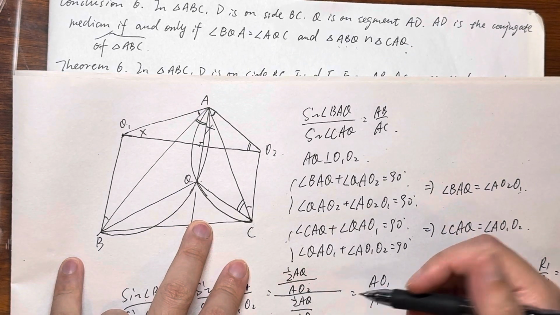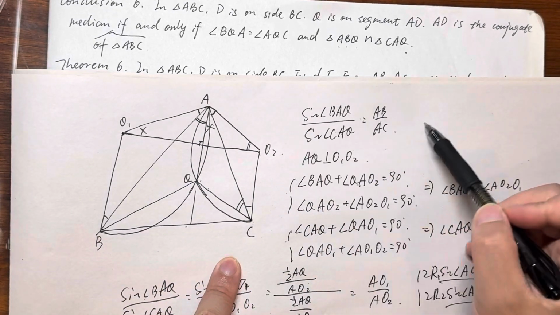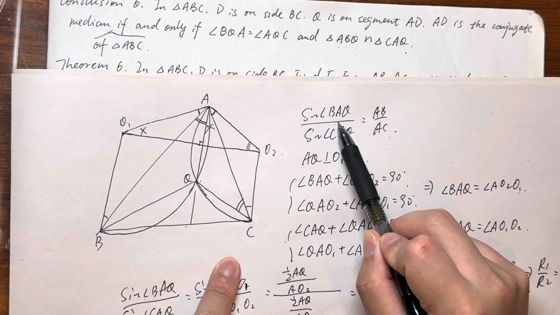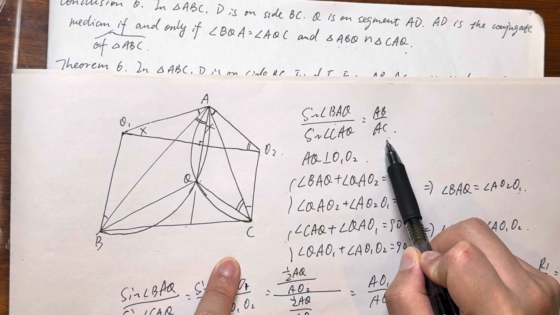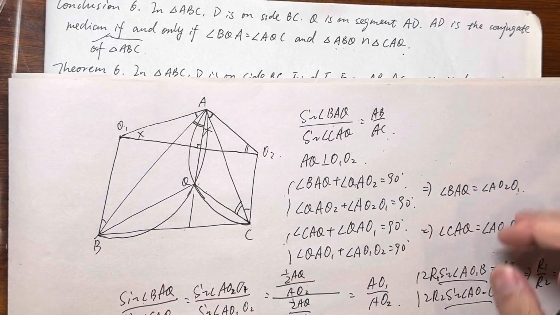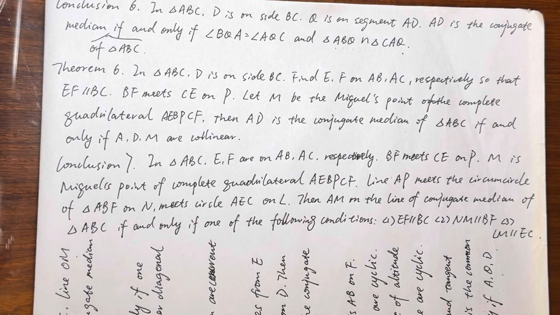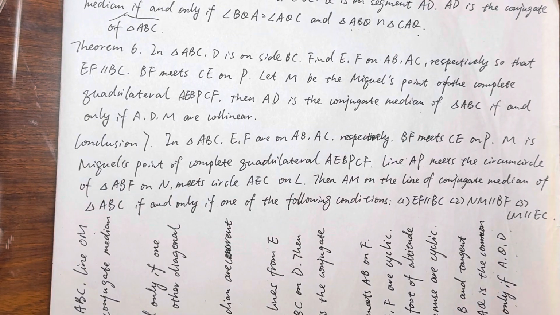Right? And if this is true, then we can get sine angle BAQ to sine angle CAQ equals AB to AC, which means AQ is a conjugate median. Okay? That's conclusion 6.